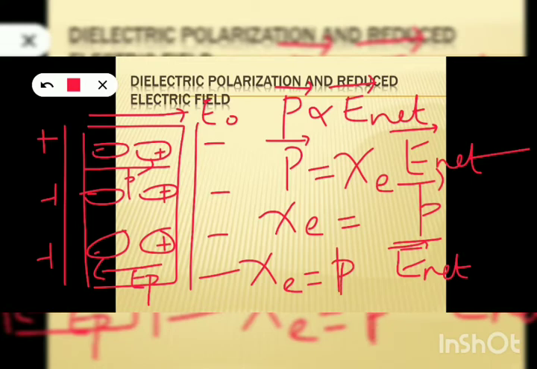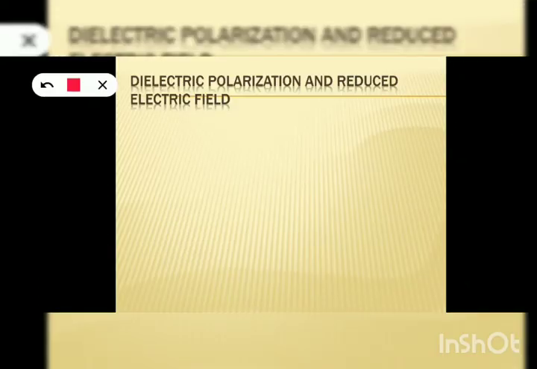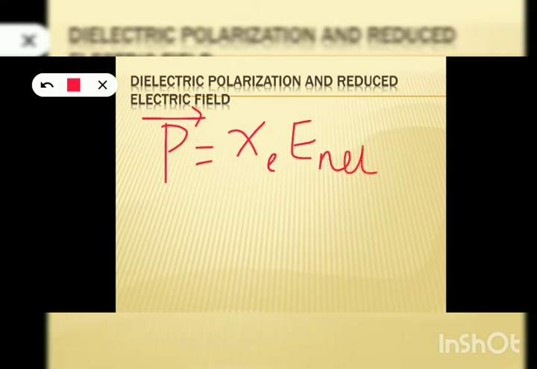So if the electric field is 1, that means when unit electric field is applied across the dielectric, the electrical susceptibility will be equal to the dipole moment developed in it. So this is a very important relationship, that is dipole moment P is equal to chi E into E net.